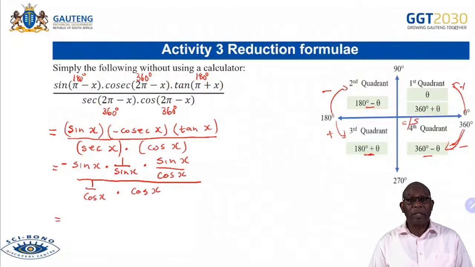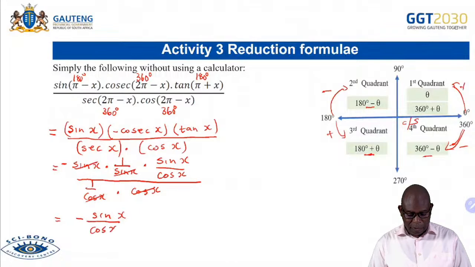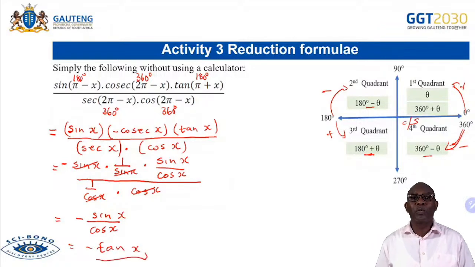I love it when everything cancels out. The sine cancels with the sine, super for me. The cos and the cos cancel out. I'm left with negative sine x all over cos of x, all divided by 1. Then I know that I can change this to tan of x.